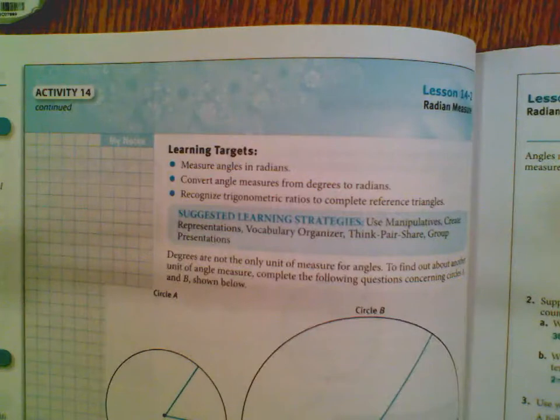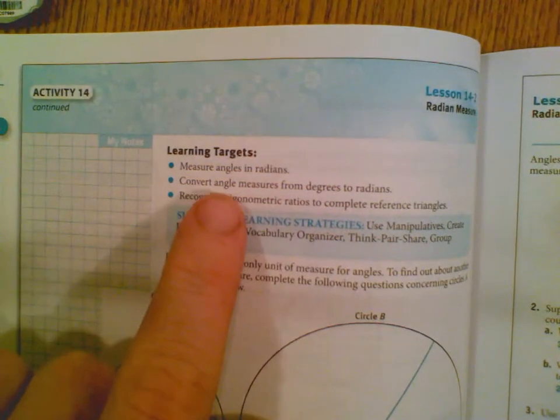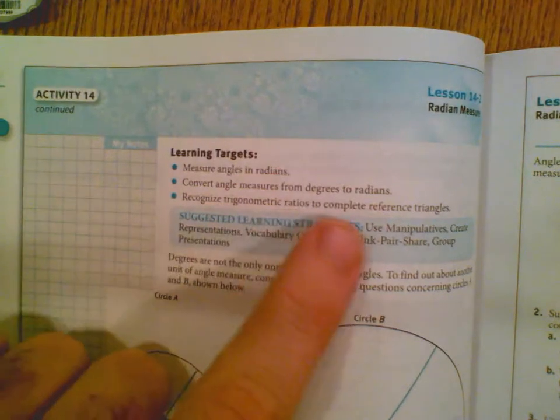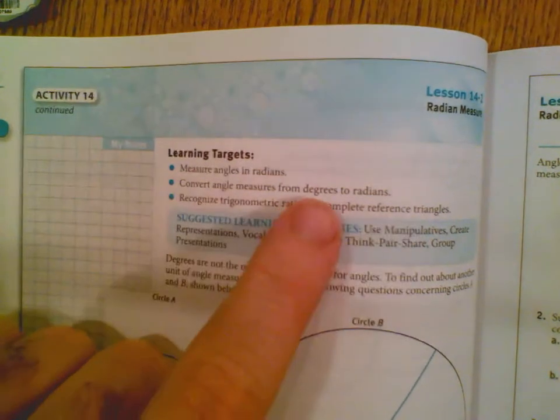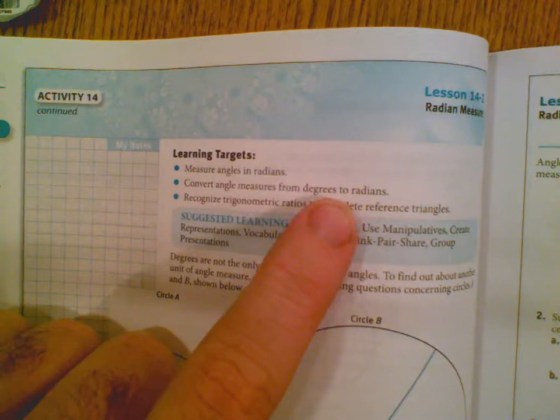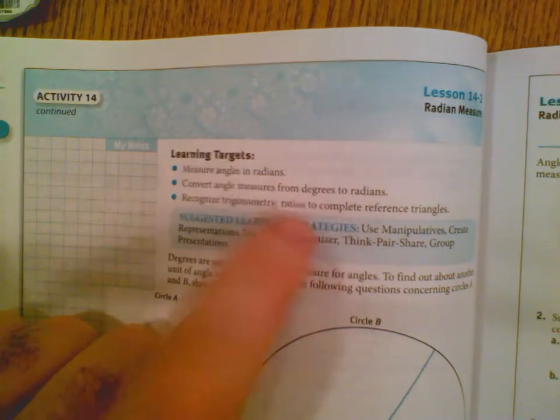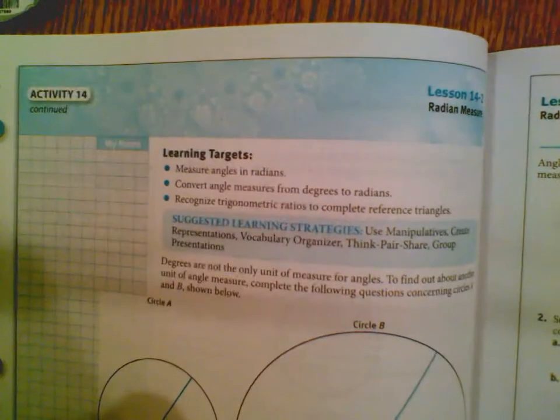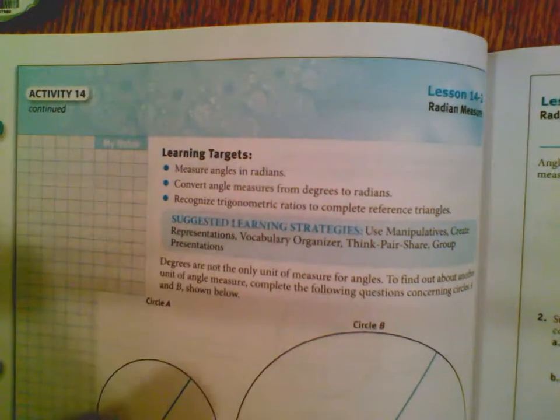Let's talk radians. Page 190 is where I'm looking here. And here's what I'm going to talk about: converting angle measures from degrees to radians and recognizing trig ratios to complete reference triangles. My plan is to do this part first, maybe even in separate videos, and then show you this. I'm curious, when I get to talk to you, if this is something you already knew.